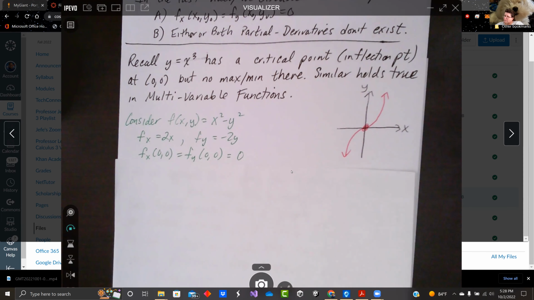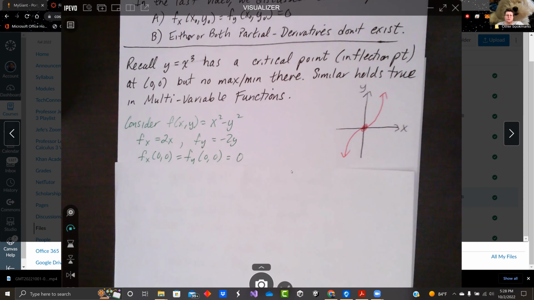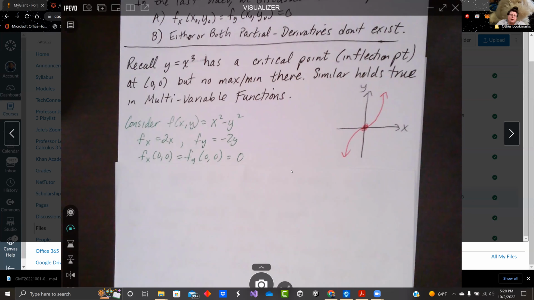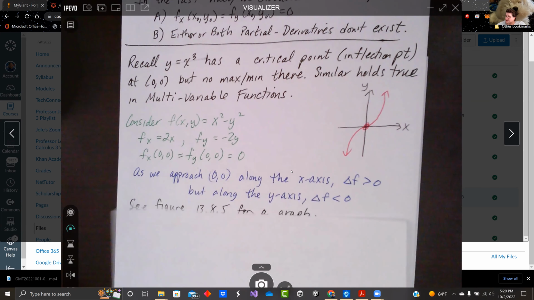So let's look at x squared minus y squared. If we look at the two partial derivatives and take a look at what's going on at the origin, the partial with respect to x is 2x, and the partial with respect to y is negative 2y. As we look at the partial for both of them, it's 0. So that's good. But take a look at what happens as we approach from different directions.